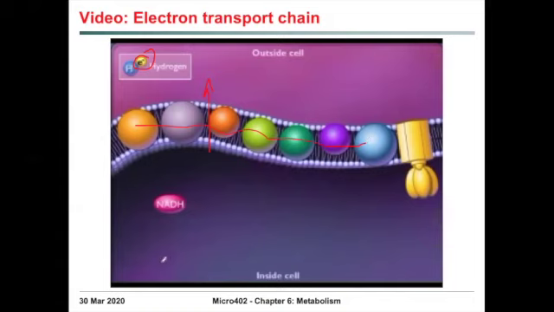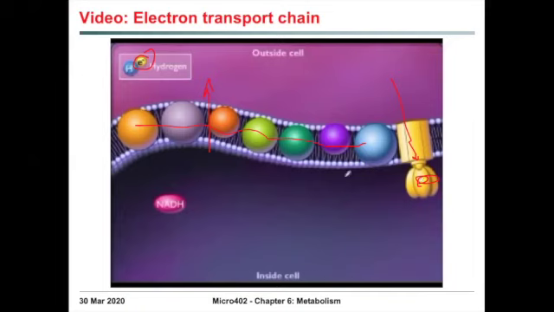Then all of a sudden, all these protons, I want you to watch that, will come back inside the cell and then they will be binding to oxygen to form water, but they will generate through this amazing instrument, the ATPase pump. Let's see.